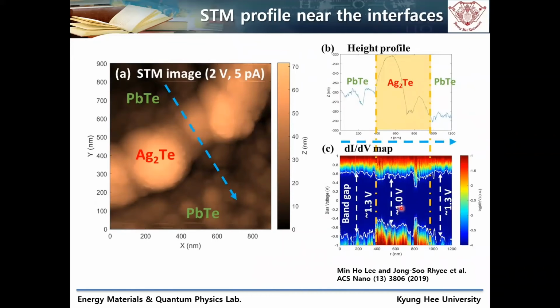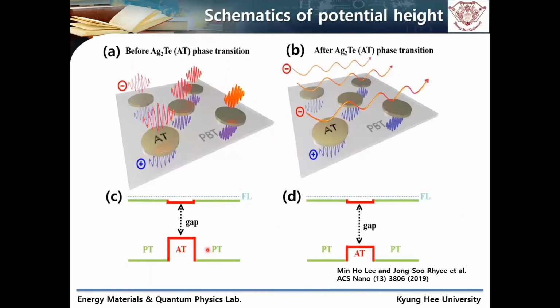Therefore, when we illustrate the energy band diagram, this is at room temperature. The lead telluride has a large energy band gap, and a small energy band gap is anticipated in the silver telluride case. It means that it is a sharp step-like potential well. Because it is an N-type material, the Fermi level resides near the conduction band minimum, but we should consider the structural phase transition.